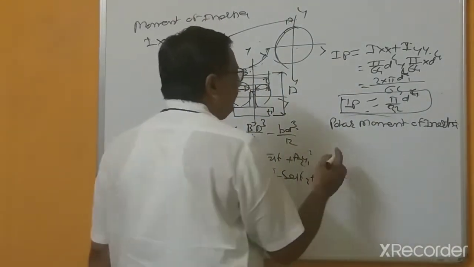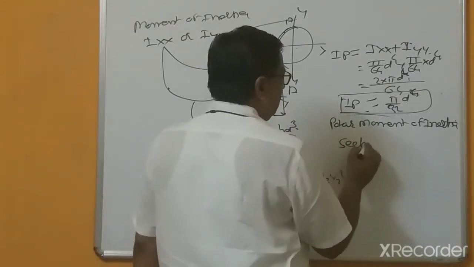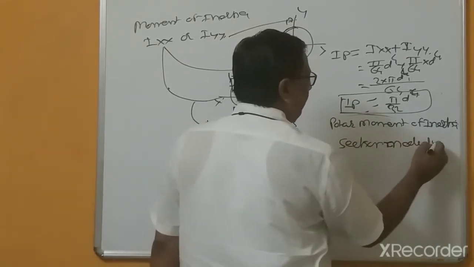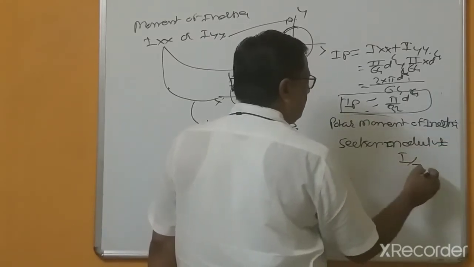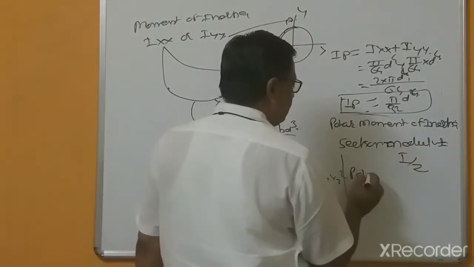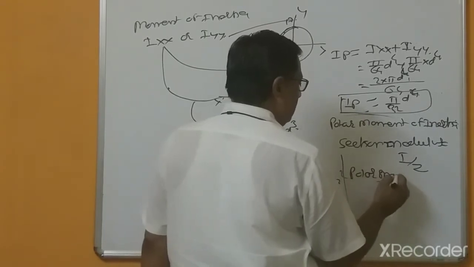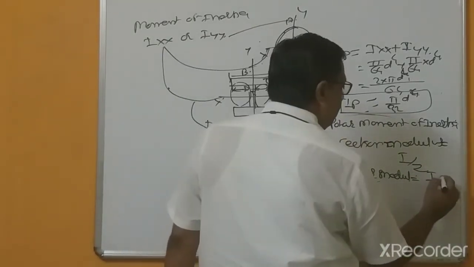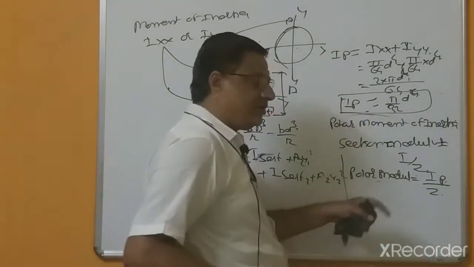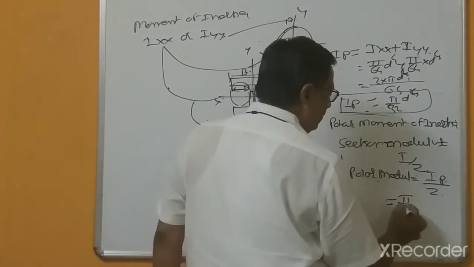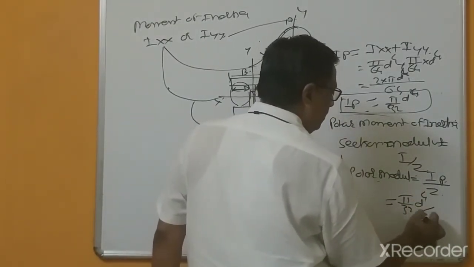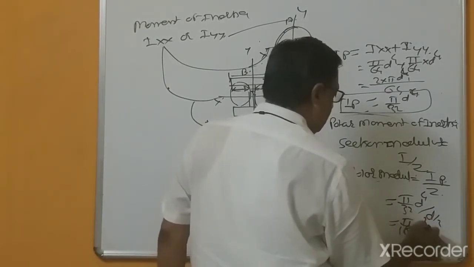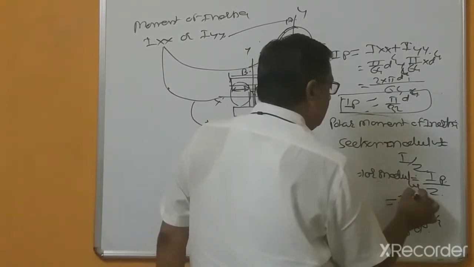Section modulus equal to I divided by Z, and polar modulus equal to IP divided by Z. So that's why pi by 32 d raised to 4 divided by d by 2, and this is pi by 16 d cube. So this is called polar modulus.